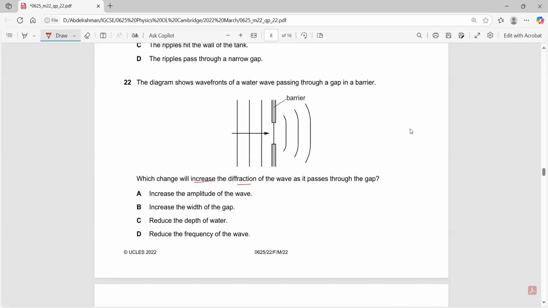So you have neither answer, right? Increase the amplitude does nothing. Increase the width of the gap? No, I actually want to decrease the width of the gap. Reduce the depth of the water? It will not change anything. Actually, if you reduce the depth of water, you'd have shallow water and therefore a smaller wavelength, which is wrong. Reduce the frequency. Does the frequency affect anything? Yes, it does. When you reduce the frequency, what happens to the wavelength? The wavelength increases, and therefore the diffraction increases as well. So it's D.